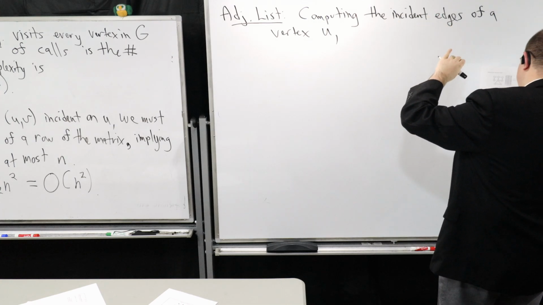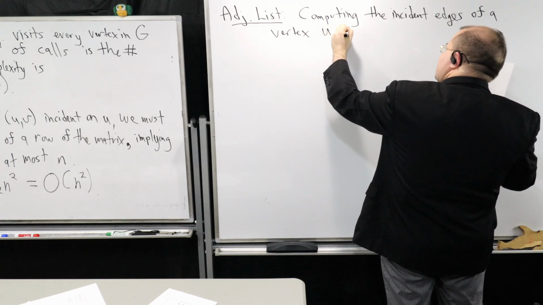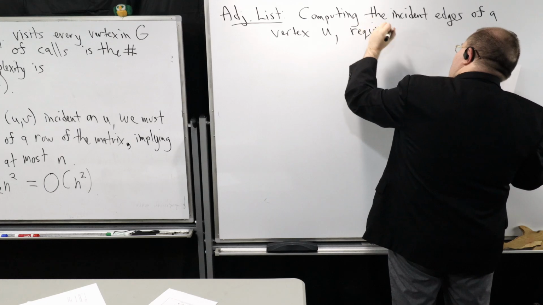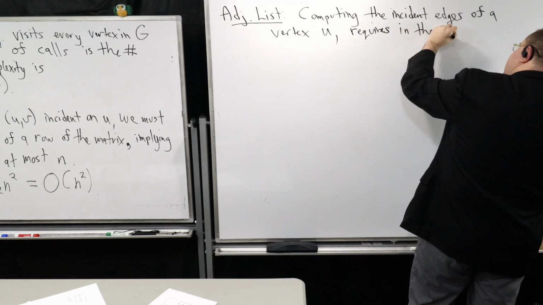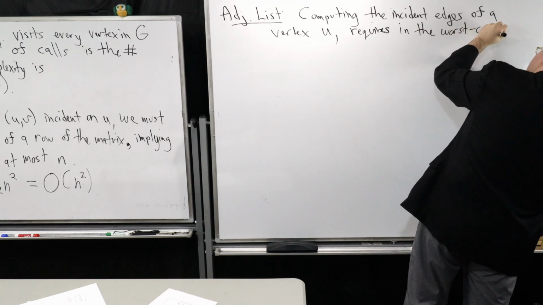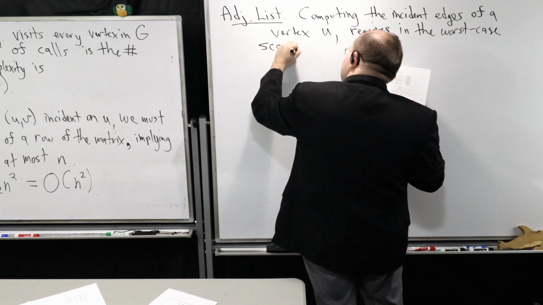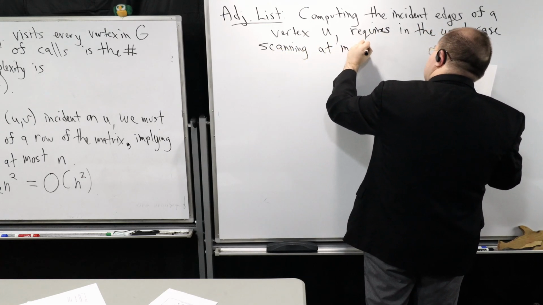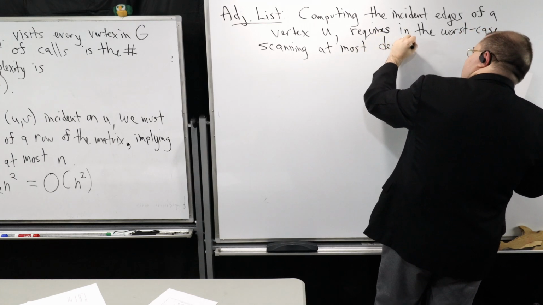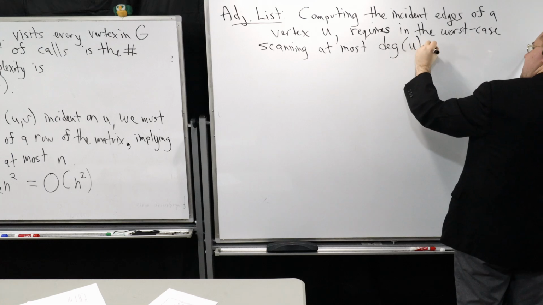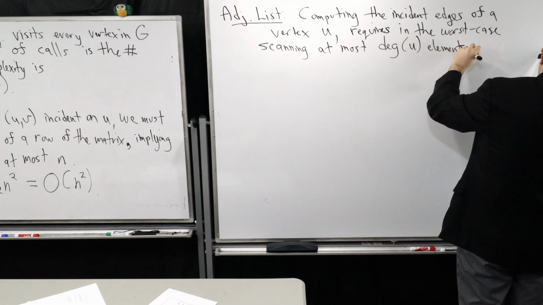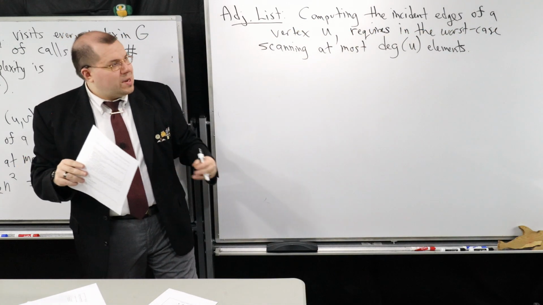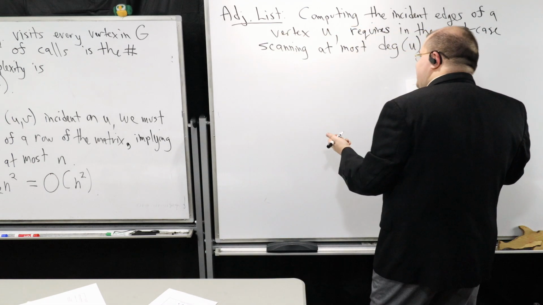So if I want to compute that, well, what is that? So it requires, in the worst case, scanning at most the degree of U elements. So all I do is now I'm just going to use the same guy I had over here, and I'm just going to plop it right in for the number of iterations.